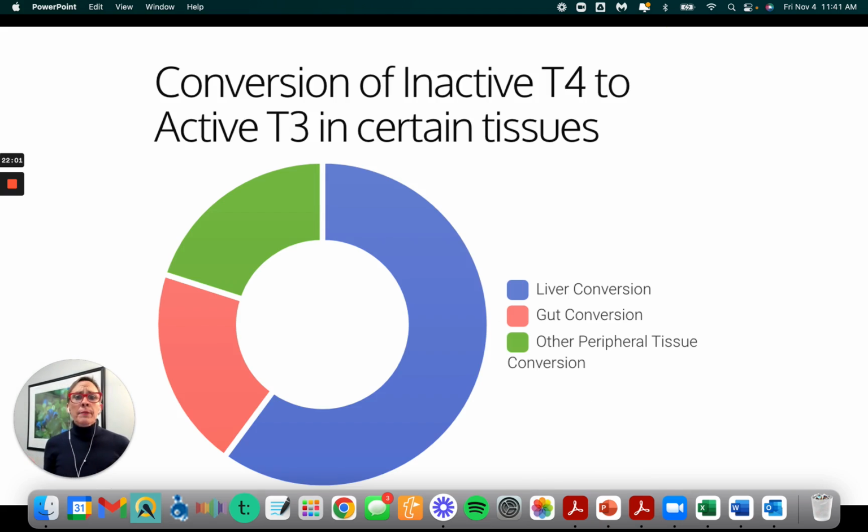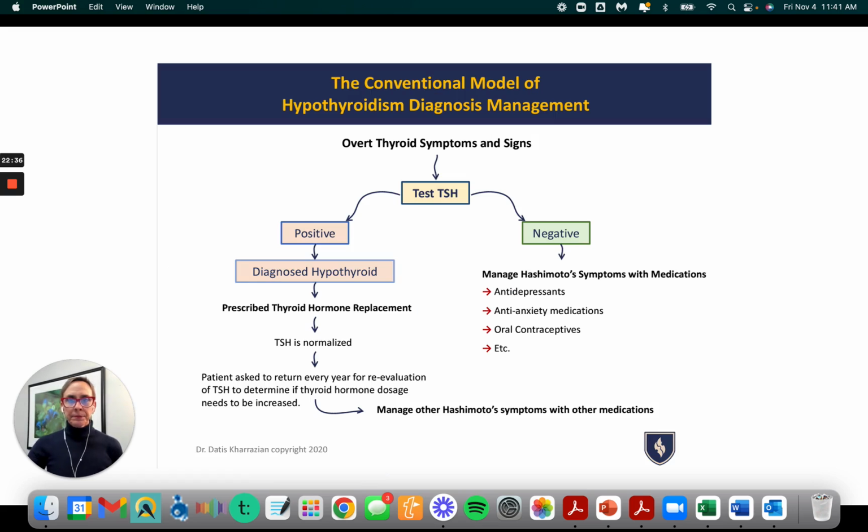So conversion of inactive T4, remember it's not active, to active T3 in certain tissues. This happens the most in the liver. The gut is the next highest, and then all the other peripheral tissues, which means, for instance, if you had a damaged liver, that would affect how well you're converting to the active form of T3 and would affect how well you're feeling and your treatment of hypothyroidism. This is just so much bigger than the thyroid gland. It's all the tissues working together.